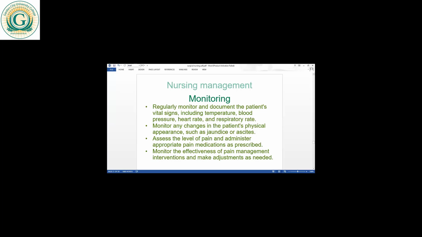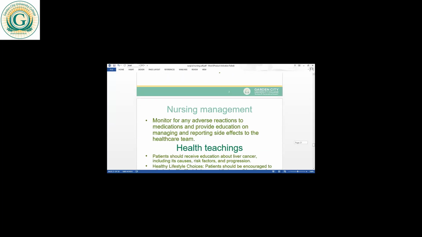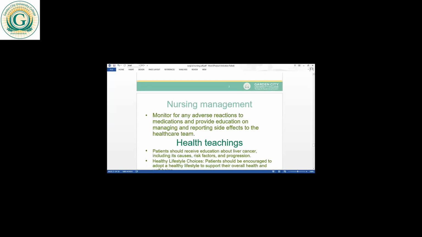And then we monitor the effectiveness of pain management interventions and make adjustments as needed through evaluating our nursing care plan. And then we monitor for any adverse reactions to medications and provide education on managing and reporting side effects to the healthcare team. So here we tell patients to report any side effects, be it desired or undesired, to the healthcare team, so that proper adjustments can be made to the patient's treatment regimen.